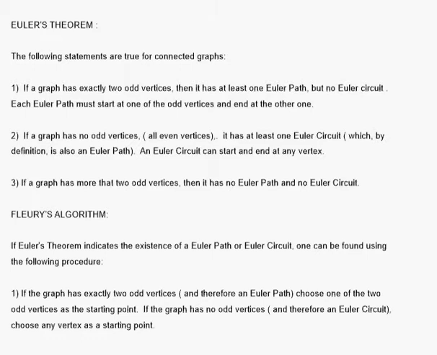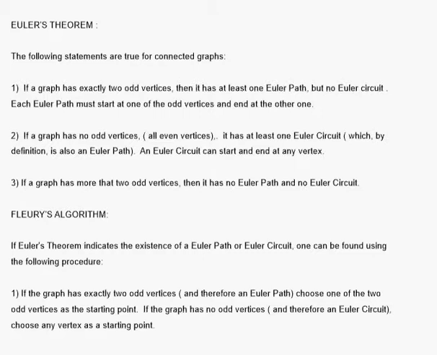Euler's theorem. The following statements are true for connected graphs. If a graph has exactly two odd vertices, then it has at least one Euler path, but no Euler circuit. Each Euler path must start at one of the odd vertices and end at the other one. If a graph has no odd vertices, therefore it has all even vertices, it has at least one Euler circuit, which by definition is also a Euler path. An Euler circuit can start and end at any vertex. If a graph has more than two odd vertices, then it has no Euler path and no Euler circuit.